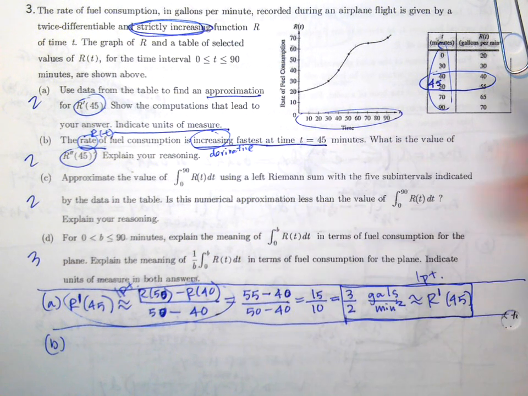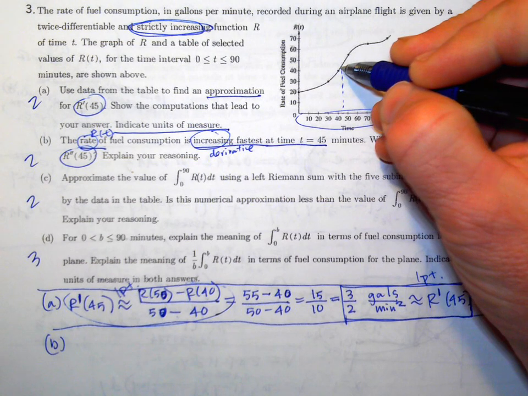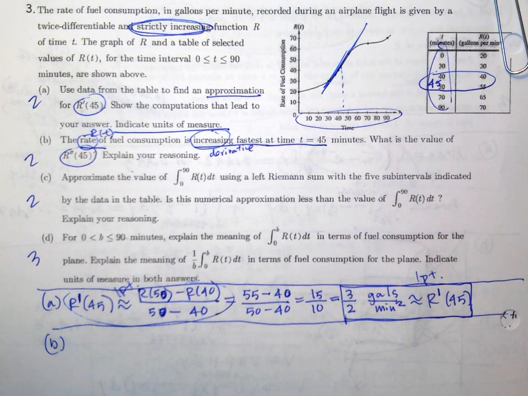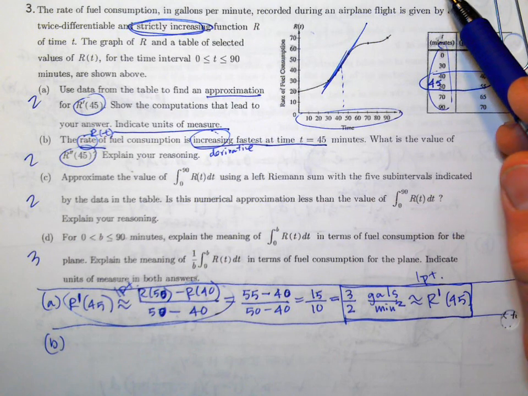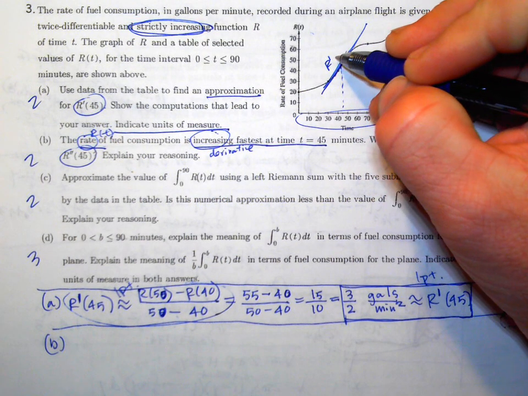Fastest, so at time t equals 45. If you look at the picture, that's around there, and it kind of looks like possibly the steepest part of the curve. So that kind of makes sense. The derivative of R is already a rate. So this is R prime. This is like R prime max.